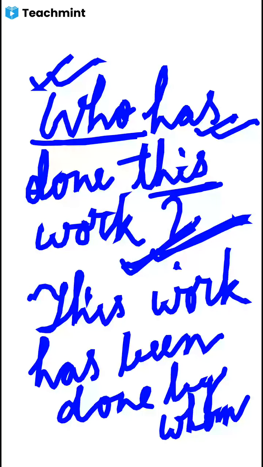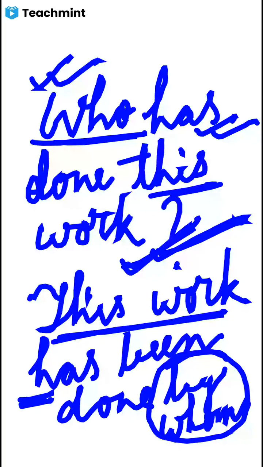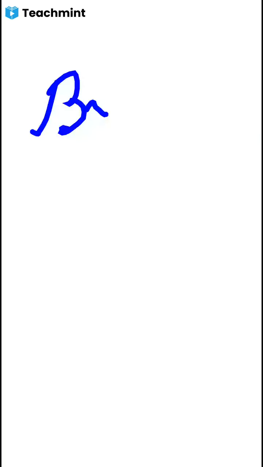Our final answer, remember, whenever it starts with who, the sentence in the passive voice will start with by whom. By whom, then the helping verb will come before the subject. This work is the subject of this sentence. So, by whom has this work been done? By whom will go at the beginning. Then the helping verb will come.